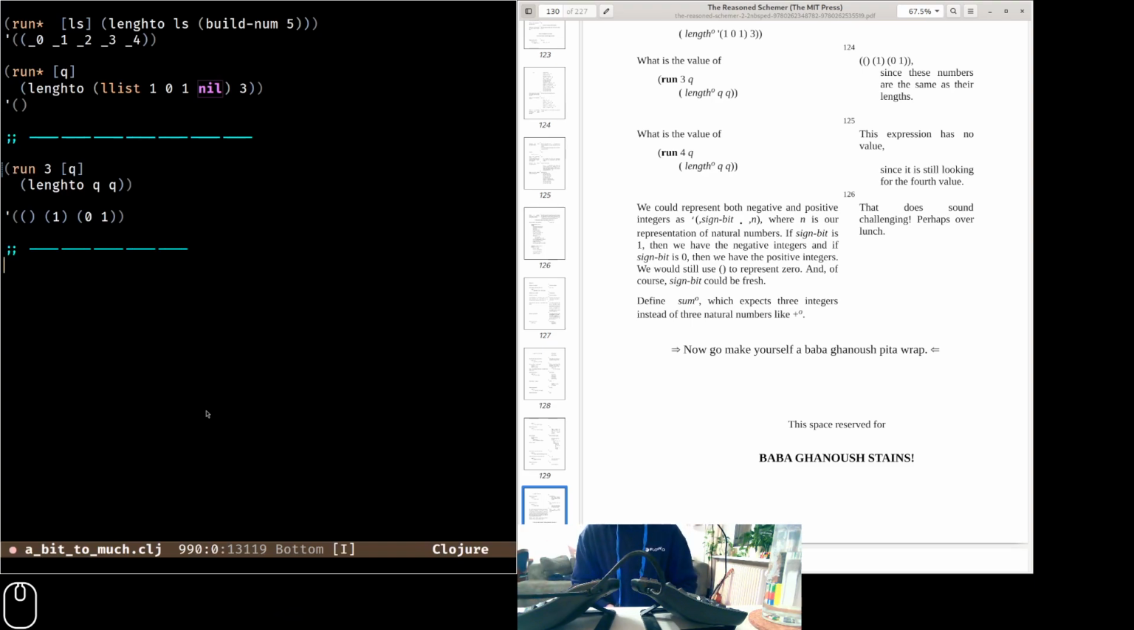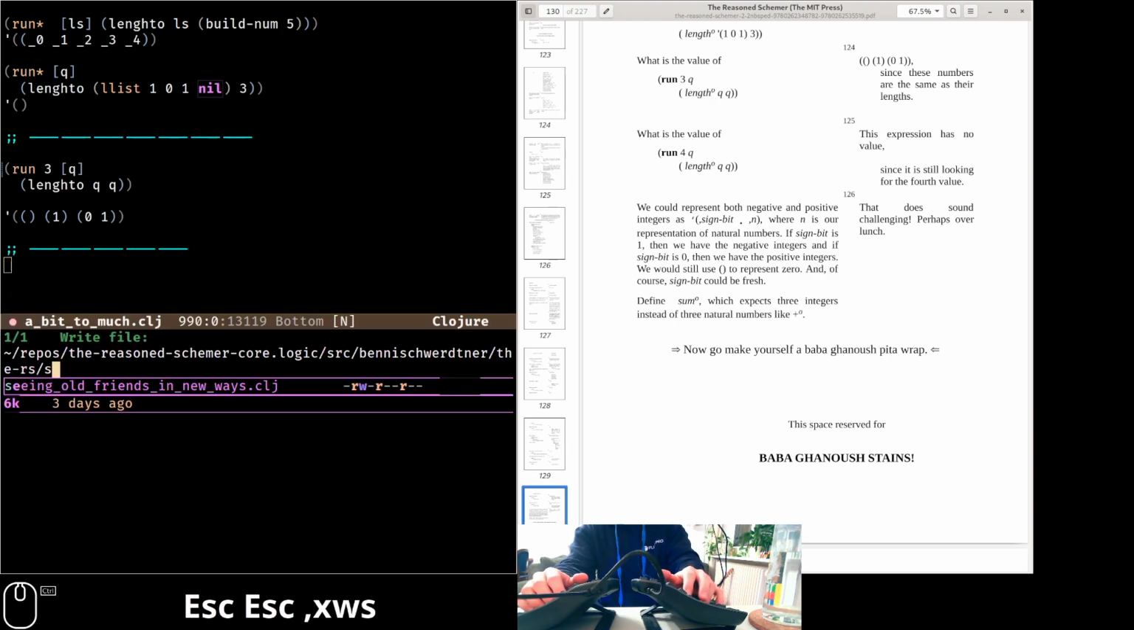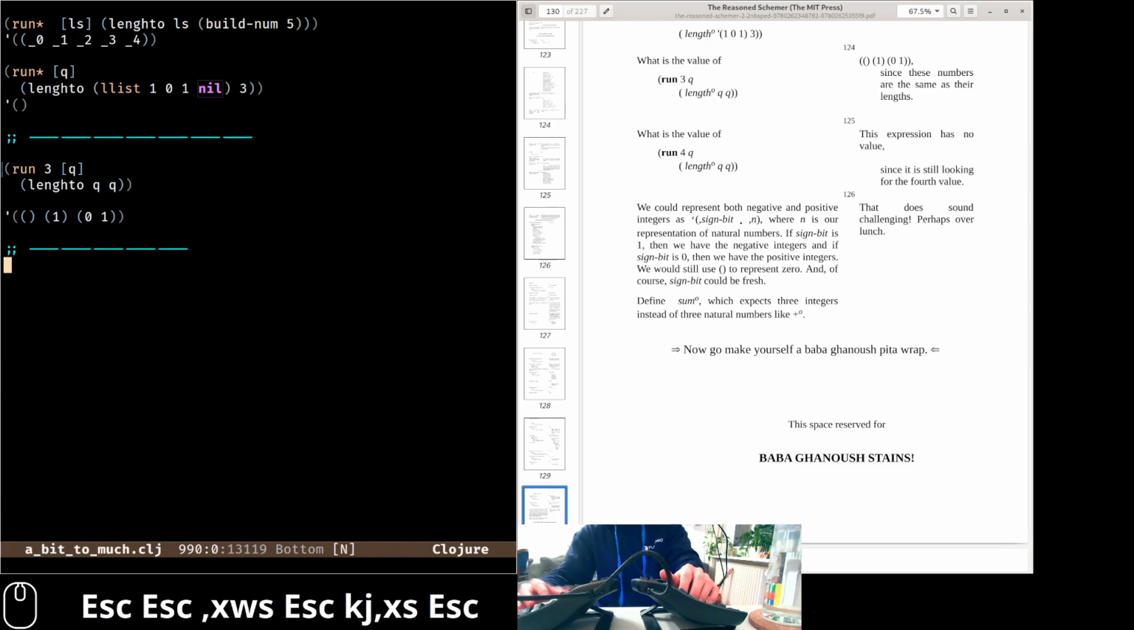Okay, the book tells me that I should go and make myself a Baba Ganoush pita wrap now, but yeah, I have a lot of setup to be able to do this right now.